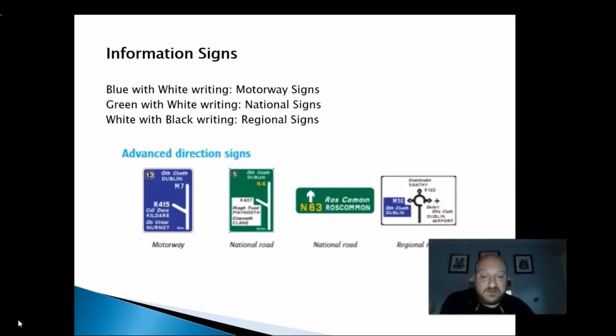Informational signs, these are signs you see on the road all the time. The blue ones you see on the motorway, the green ones you see on a national road, indicating where you're going, what road leads where. So this is the M7. This is a national road, N4. Green signs you see on the national road. This is a roundabout. You see it's blue here, it's indicating this is a motorway in this direction. It's the M50.